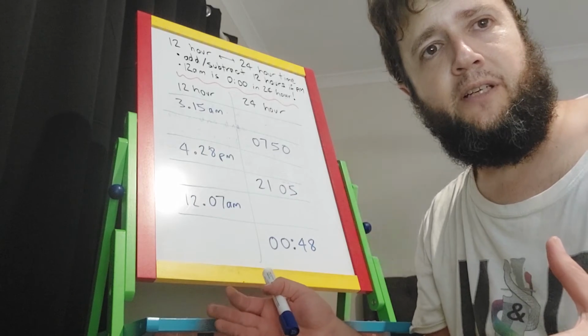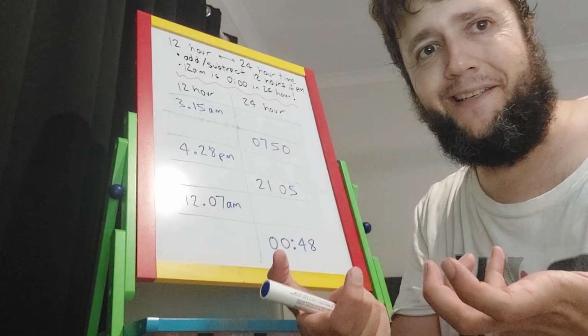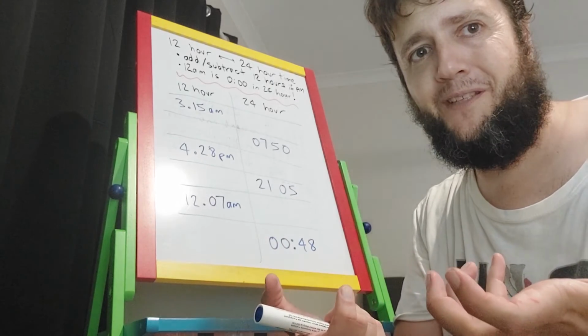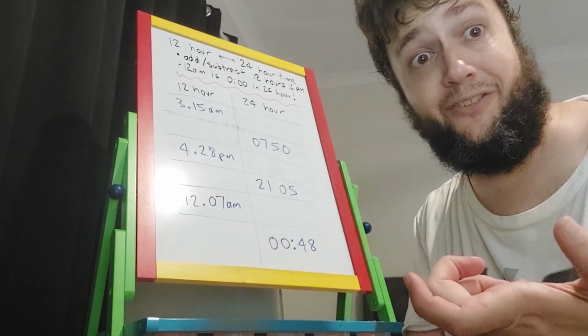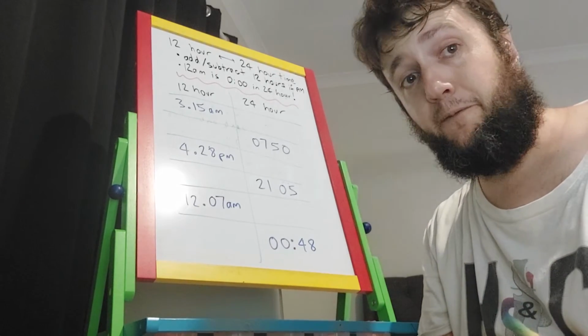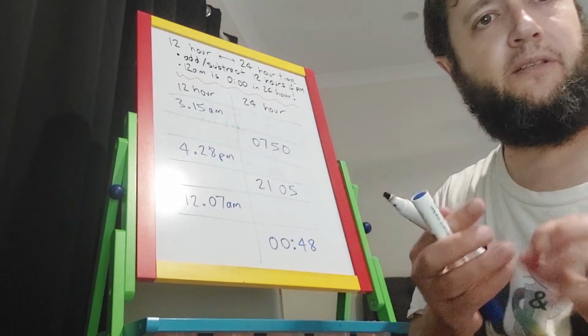That hour is 0. So 12:20 a.m. is 0:20 in 24-hour time. So just remember that. The midnight hour is zeros in 24-hour time. Bit different. So with that in mind, guys, let's just quickly do some examples and I'll get out of your hair.